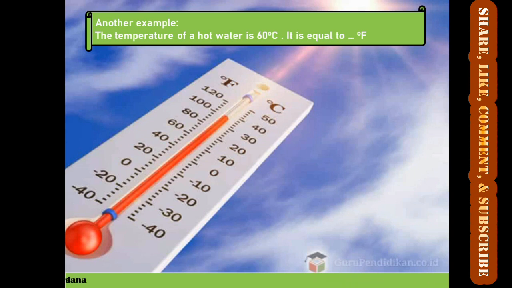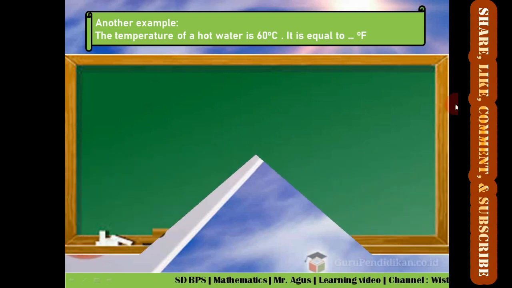Let's answer it together. The temperature of a hot water is 60 degrees of Celsius. It is equal to blah blah blah degrees of Fahrenheit thermometer. So you have to change from 60 degrees Celsius into Fahrenheit thermometer. The answer is like this.